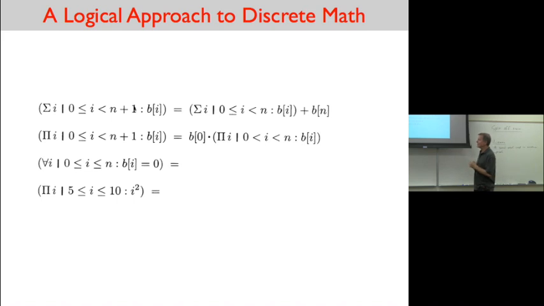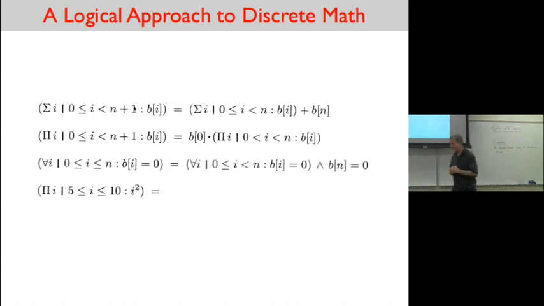Okay, so splitting off on the right, I think this next one is on the right. Yeah, let's split off on the right. For all I, range 0 less than or equal to I, less than n, body b sub I equals 0, and then what? Just b sub n equals 0, right? Yes, and b sub n equals 0. Good. Is everybody good? Does everybody see how that worked? Okay.